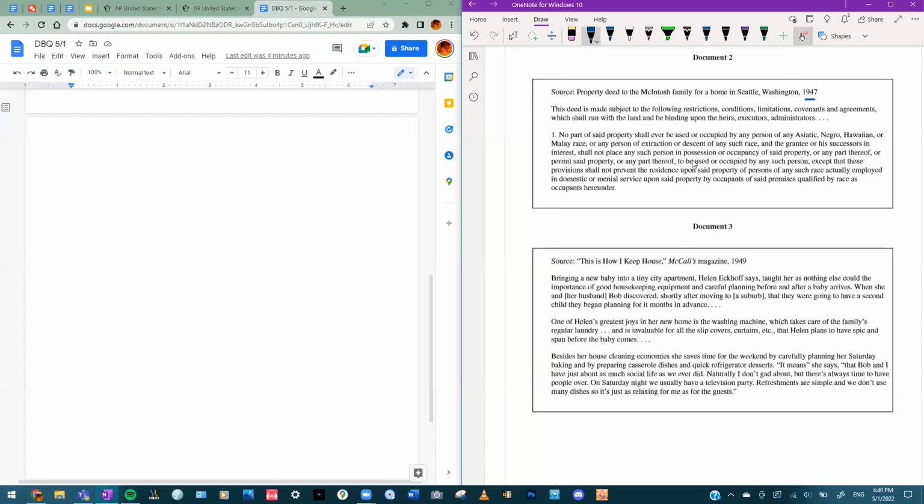All right, let's see. This deed is made subject to the following restrictions. See, just by that, we know that they're trying to confuse us. Don't let them confuse you. Just try to figure it out. Subject to the following, there will be restrictions, conditions, limitations, covenants, agreements. It seems interesting. All right, well, let's look at this thing. No part of said property should be used or occupied by any person of Asiatic, sorry if I said that wrong.